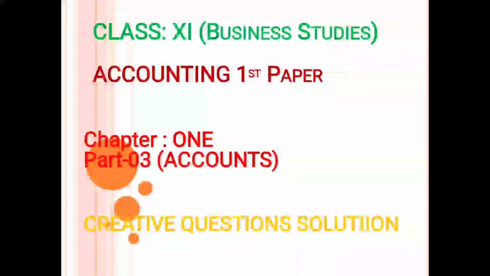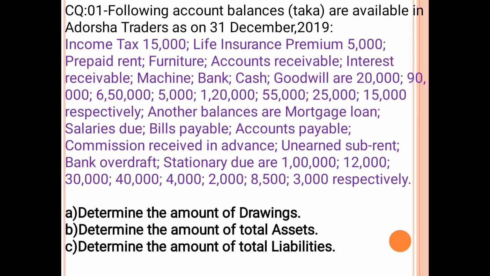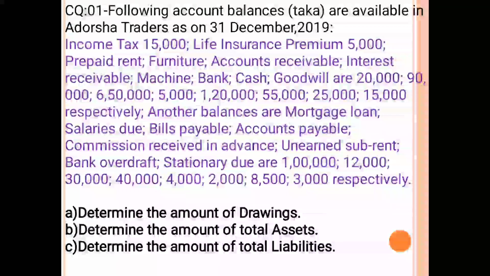We can classify accounts very easily by analyzing the accounting equation, or with the modern concept, totally 5 types of account. Number 1, asset. Second one, liability. Third one, equity. Fourth one, revenue. And fifth one, that is expenses.